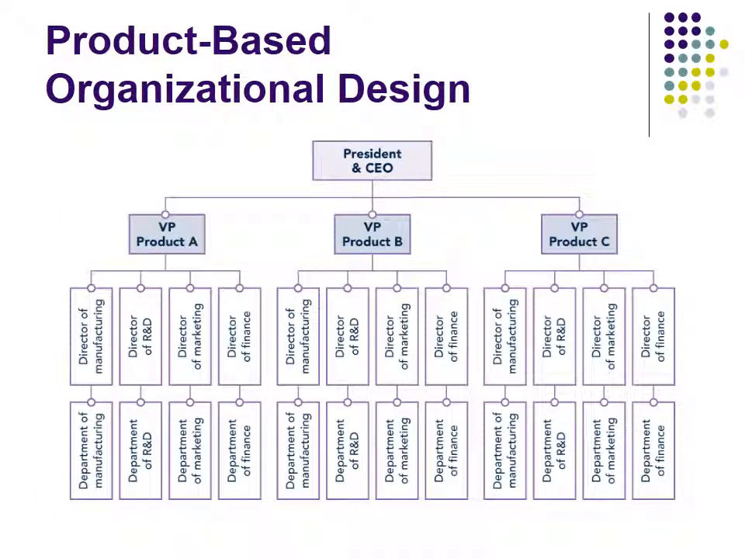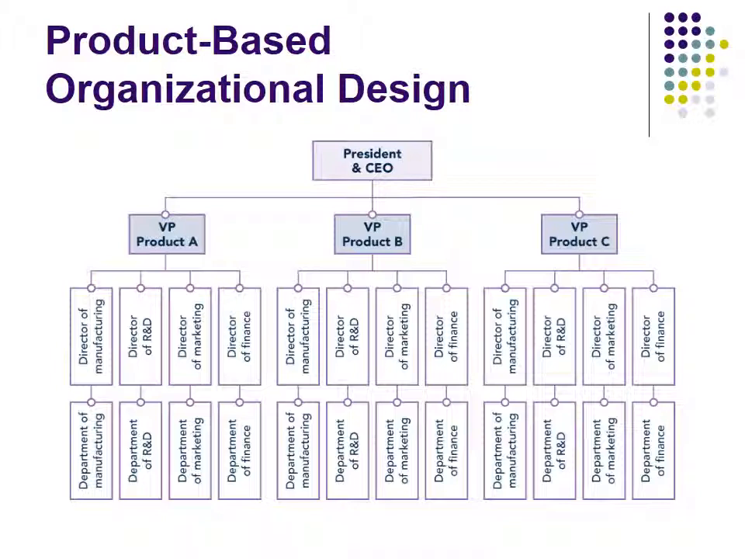In contrast, here's a product-based organizational design. So again, at the very top, we have upper-level decision-making happening in the president and the chief executive officer. But now we have VPs that are in charge of an entire product line. So in this case, product A, product B, product C. And under each VP would be the directors of that product. So the director of manufacturing that product, the director of research and development, the director of marketing, and the director of finance.